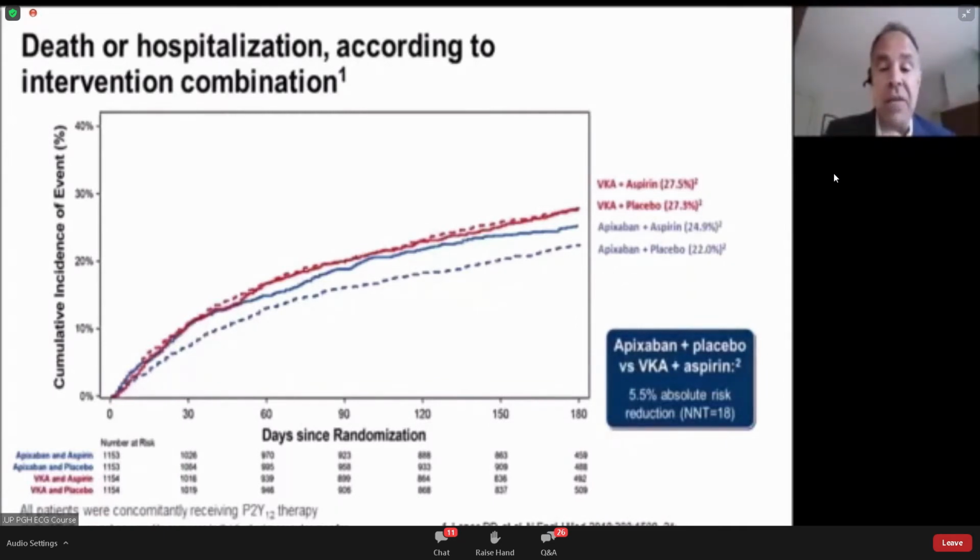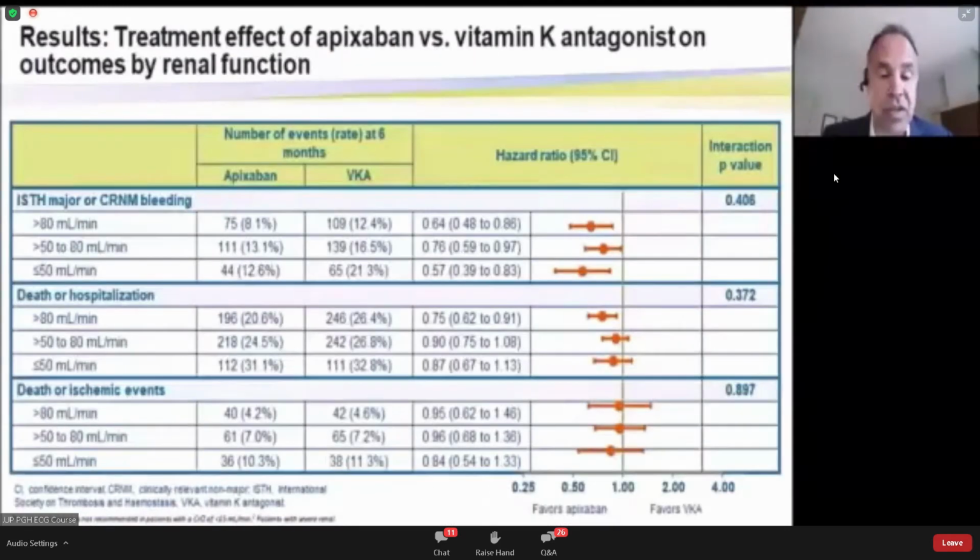And you can see that, again, the arm that did the best down there at the bottom was indeed the patients who were on apixaban and aspirin placebo on a backdrop of mainly clopidogrel therapy. The blue dotted line had the lowest death or hospitalization event rate. And so clearly this was a very favorable strategy compared to the other three strategies.